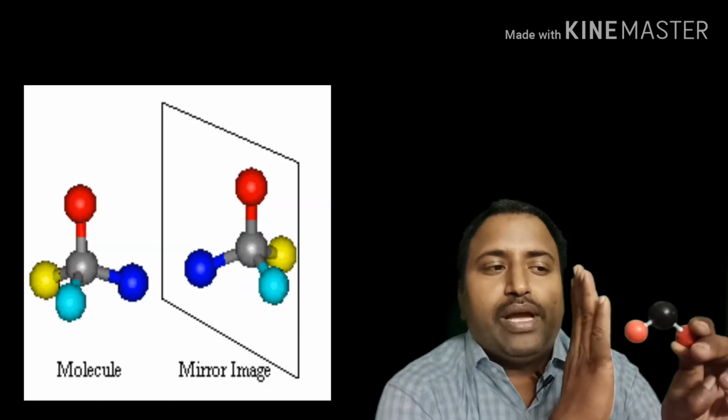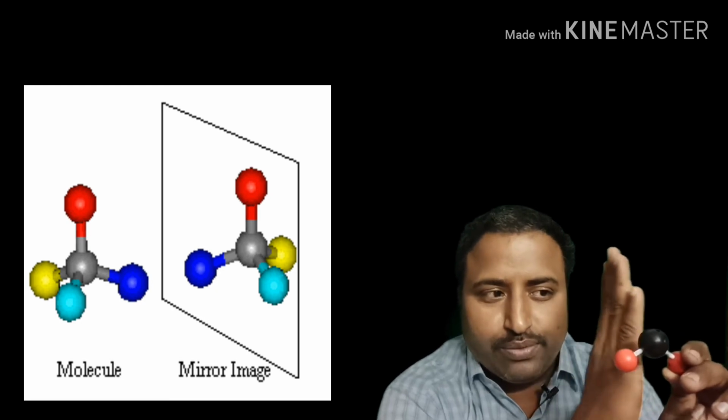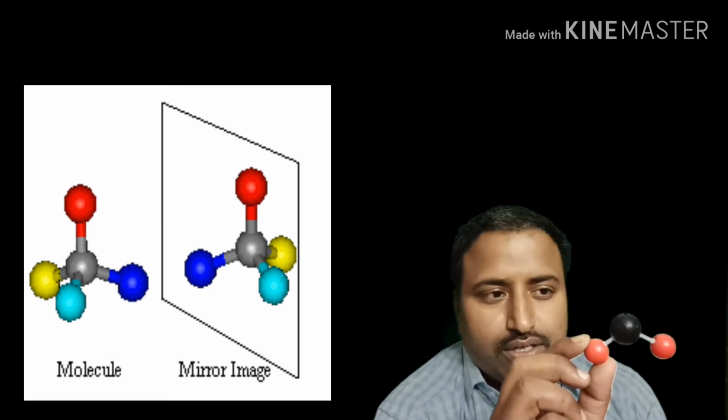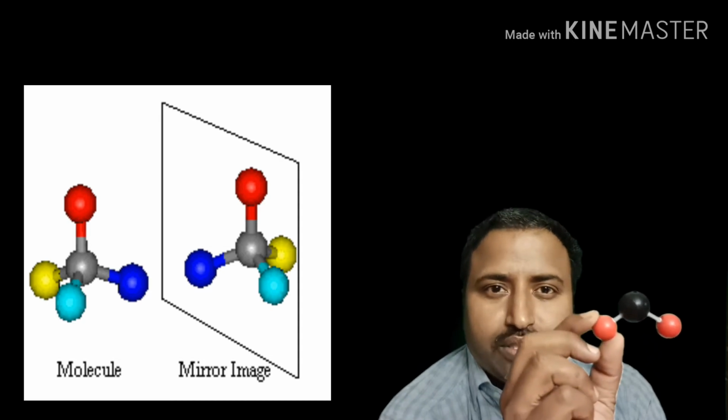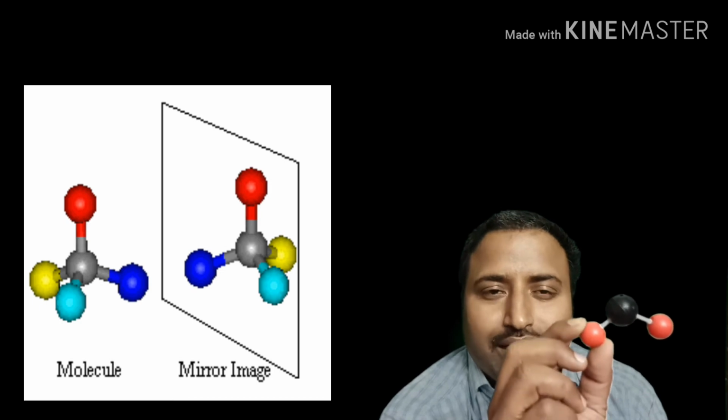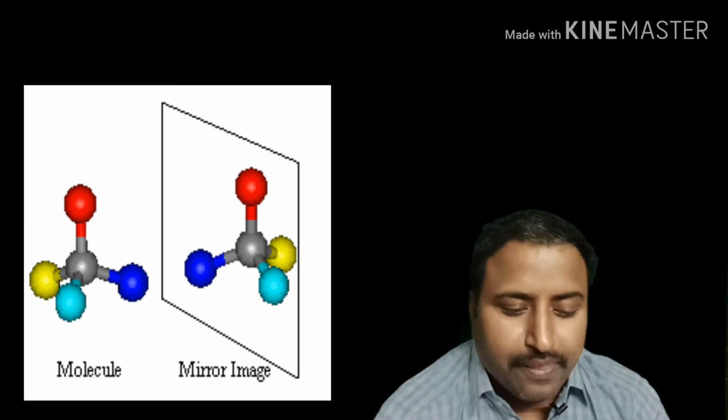Now here you imagine a plane. This plane will cut it into two equal halves. Then it has a plane of symmetry also. So it has a plane of symmetry and an axis of symmetry. Then it is not an asymmetric molecule, it is a symmetric molecule.